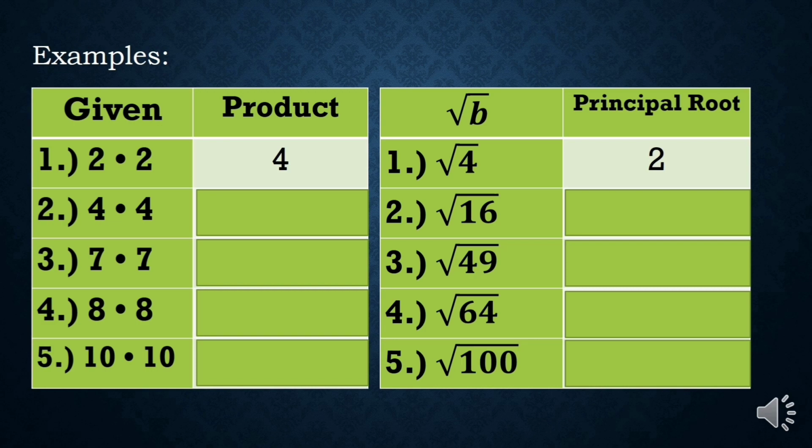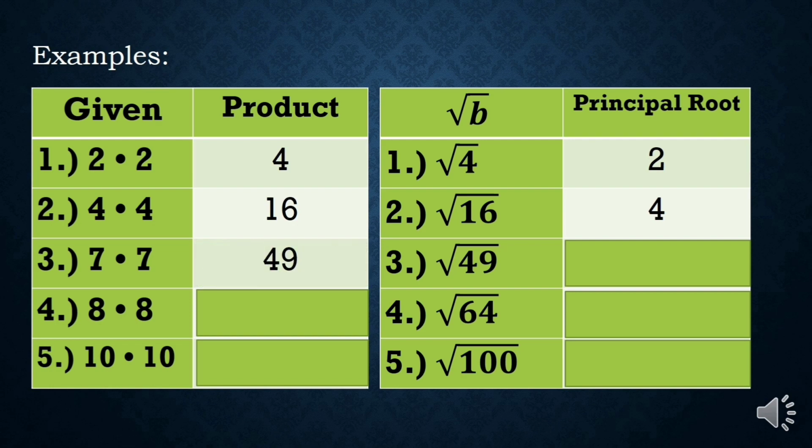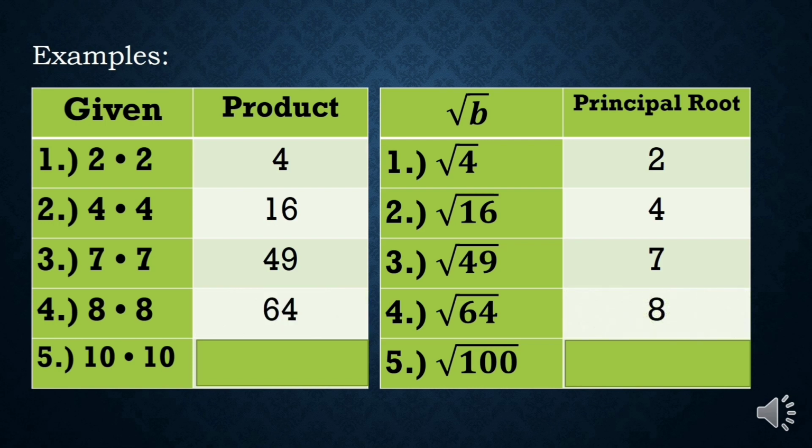Number 2, given 4 times 4, the product will be 16. So the square root of 16 will be 4. Number 3, 7 times 7 is 49, and the square root of 49 is 7. If we have 8 times 8, the answer will be 64. So the square root of 64 will be 8. Number 5, if we have 10 times 10, that is 100. So the square root of 100 is 10.